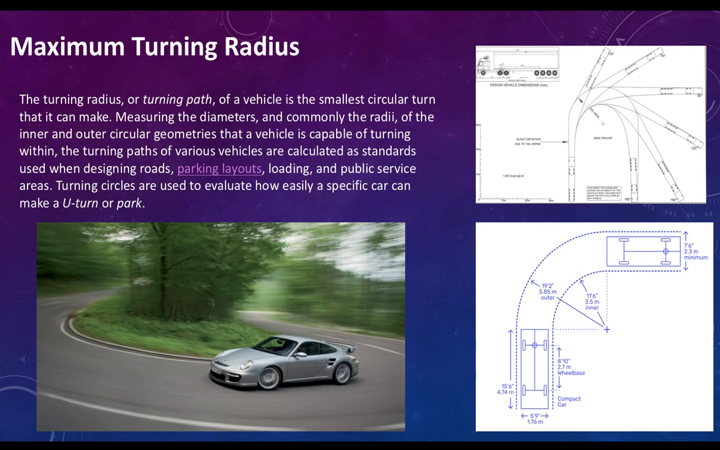Coming to the maximum turning radius. The maximum turning radius of the vehicle is the smallest circular turn that it can make. If it is a smaller vehicle, like you can see in this picture, this vehicle is taking a turn. You can see the turning radius here, how much it is. And can you see this? It's a trailer, it's a bigger one. So visually you can see the difference in the radius. There is a difference between smaller and bigger vehicles' turning radius. So it all depends on the length of the vehicle.